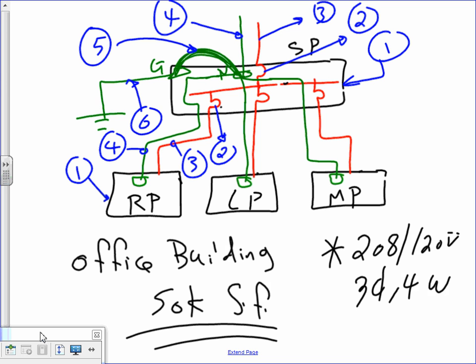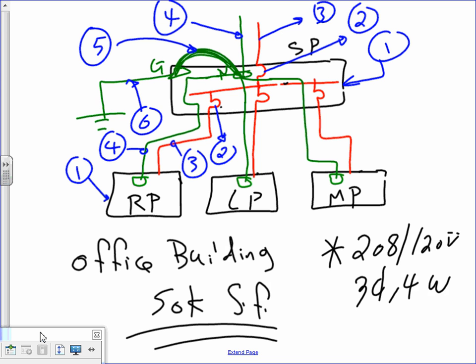Then, the same thing, we have a neutral going to every panel. Can you guys see that? Then coming into these are circuit breakers. Number two is a circuit breaker for the receptacle, circuit breaker for the lighting, circuit breaker for the mechanical panel. Number one is also a panel. We need to size the panel. These panels are also number one, as well as these panels.